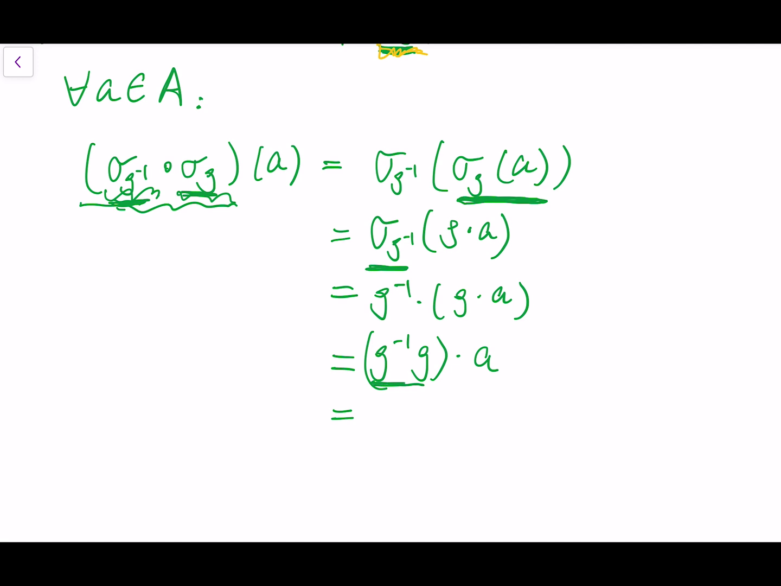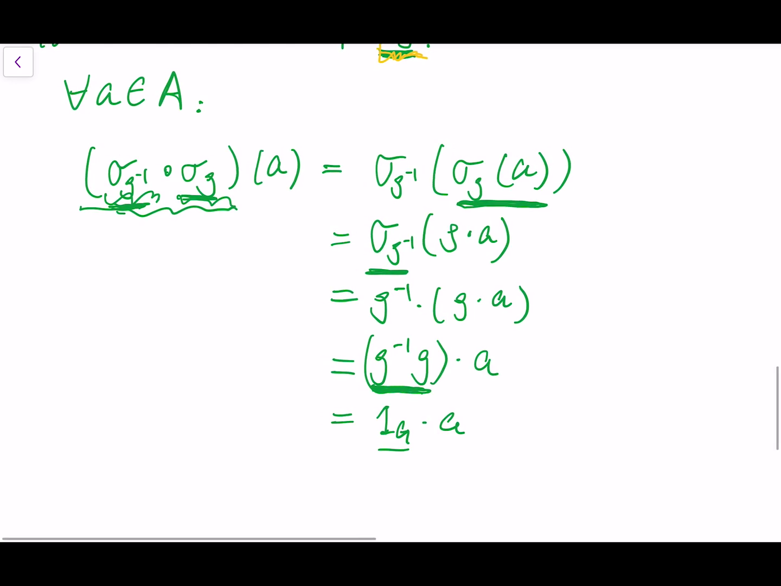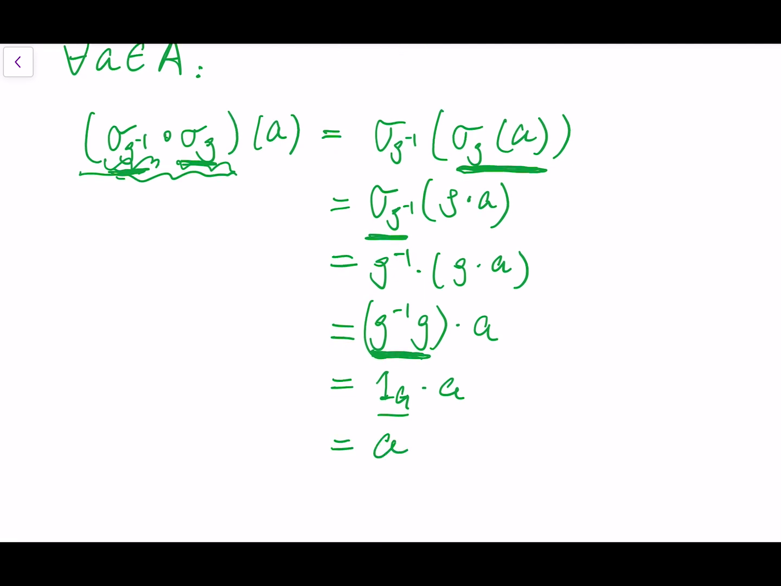This G inverse multiplied by G is just an identity, so we can see that is 1 G A, and this, according to the second property of the group action in the definition, just gives us A. Okay, so now we can see that when we use the composition of sigma G inverse and sigma G to map A, the result is A itself.